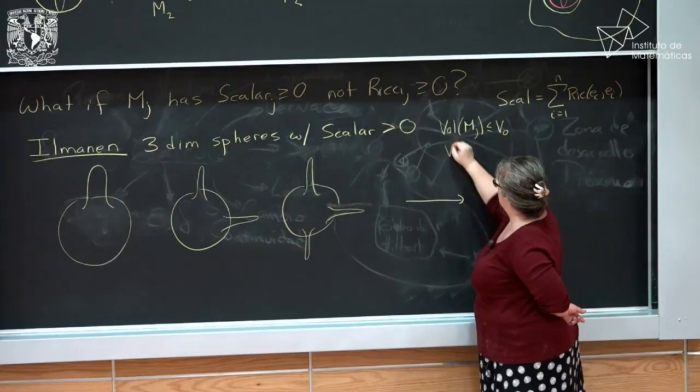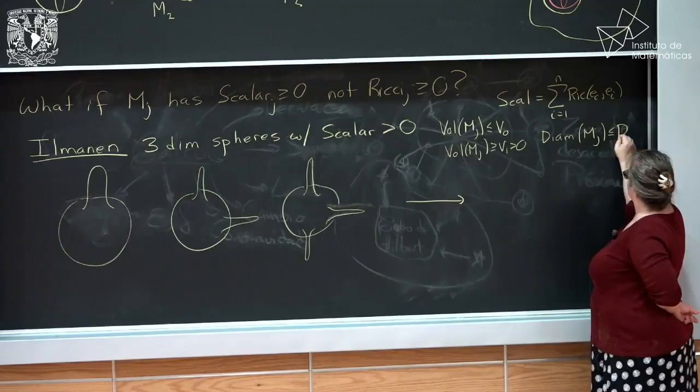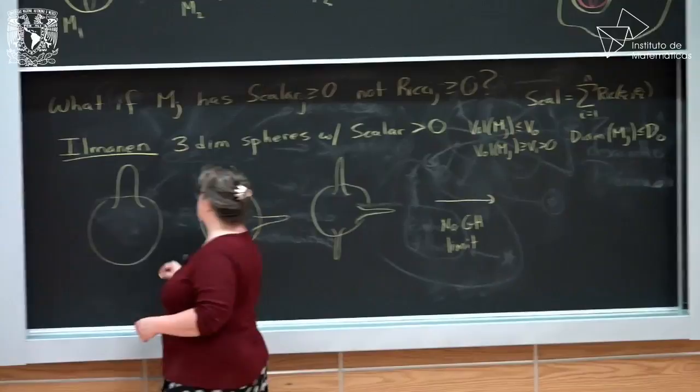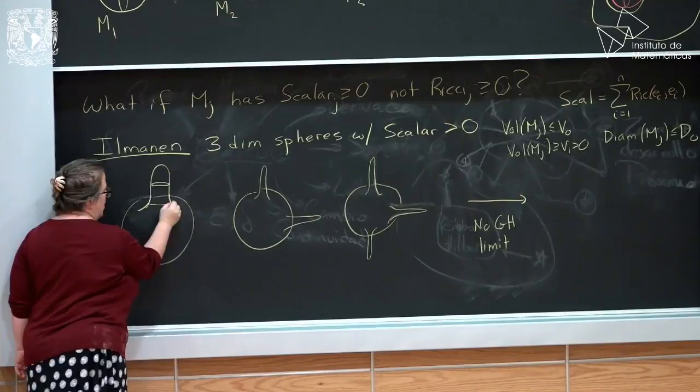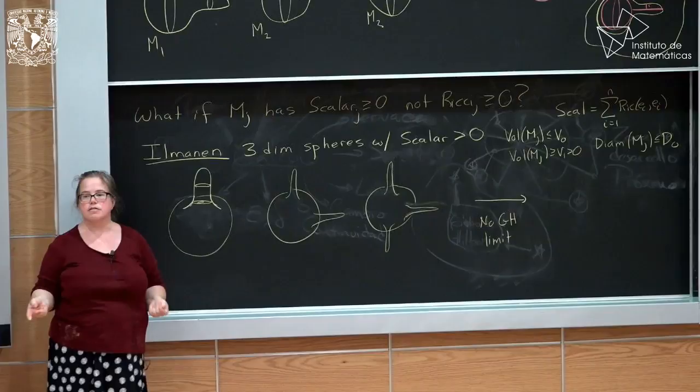Bounded below too. And their diameters are all bounded. But there's no GH limit. So these can have scalar curvature greater than zero because although it looks like negative curvature here, there's a positive curvature. So the well is going up like this. This direction is negative, but this direction is round. One direction is positive. So he makes a sequence like this.